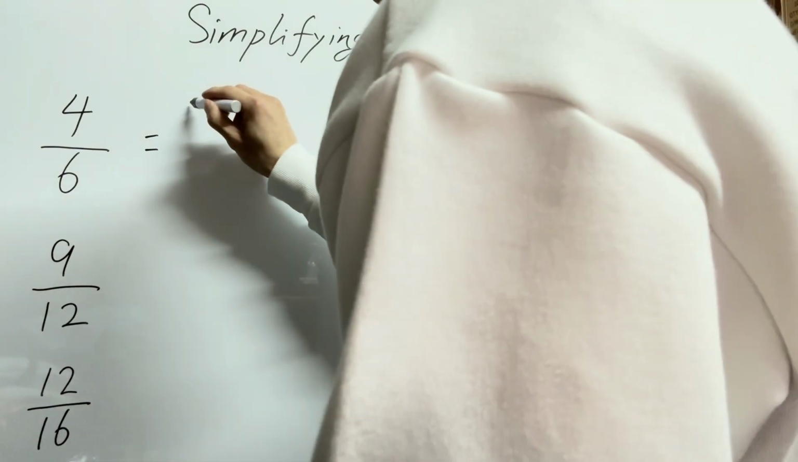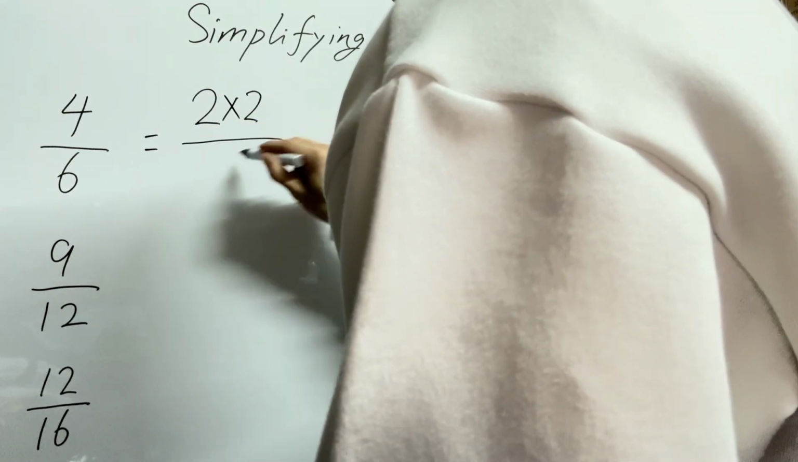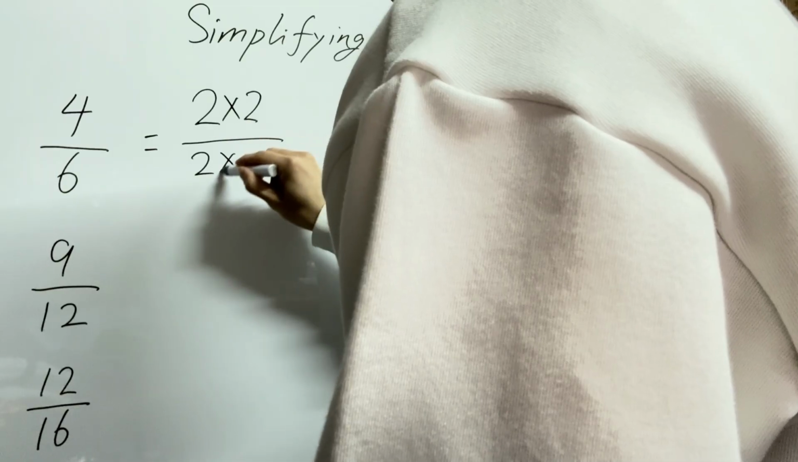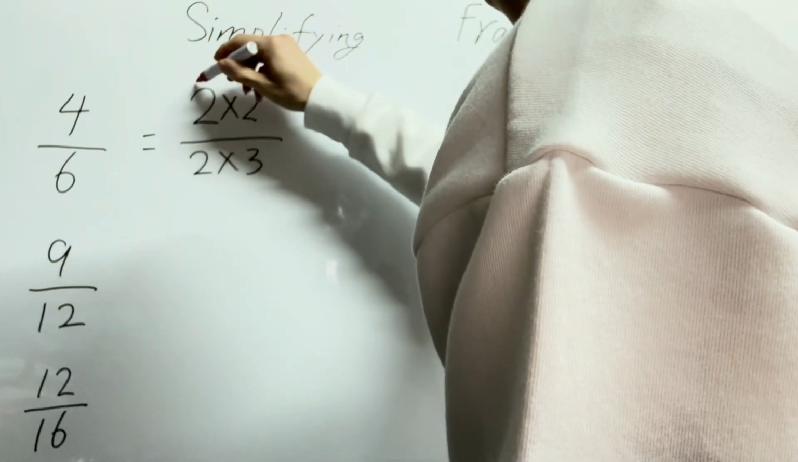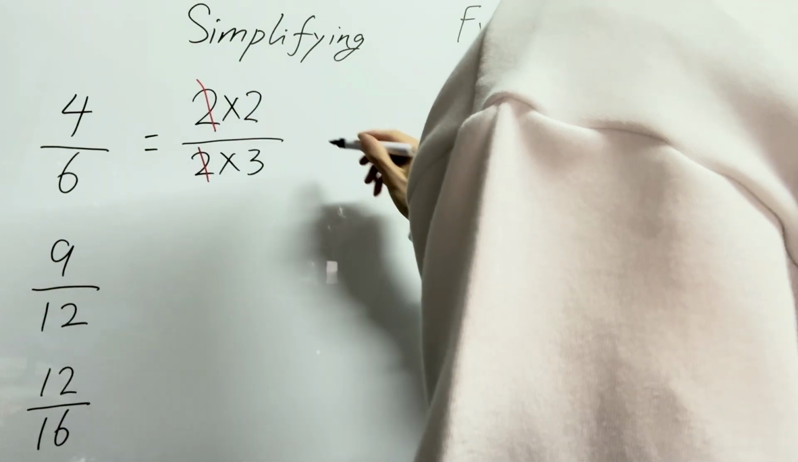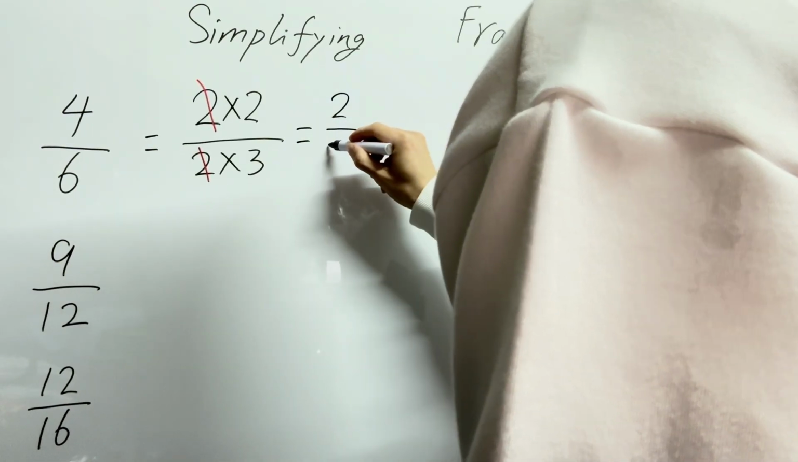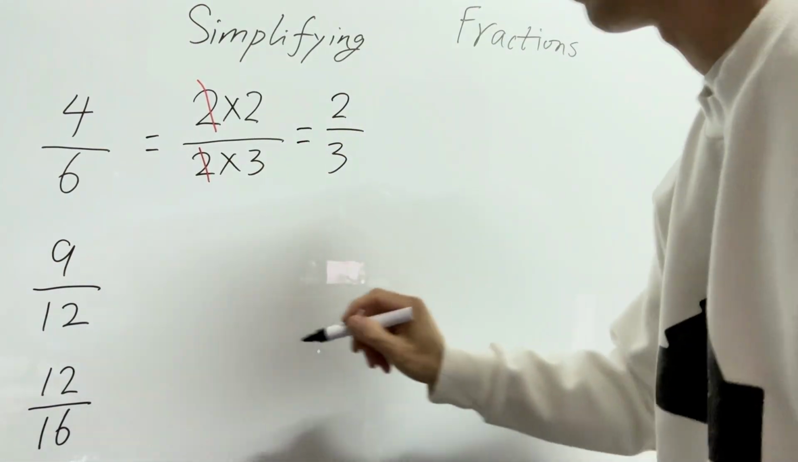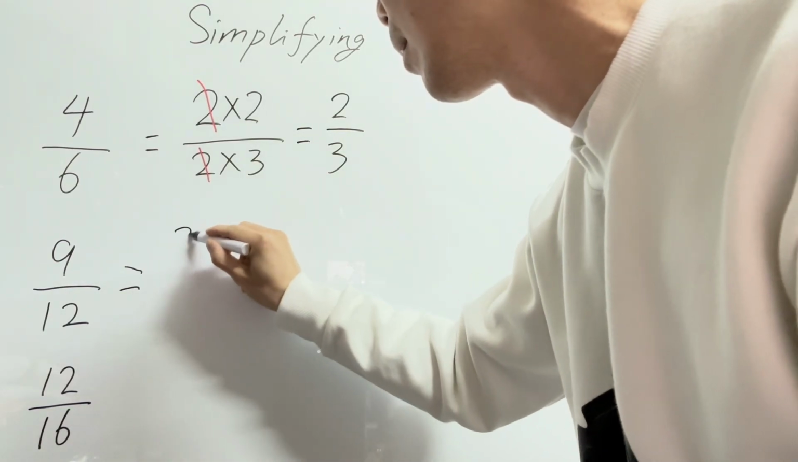Next, let's go to simplifying fractions. To do this, the numerator and the denominator must be divided by their highest common factor. The first one is the fraction 4/6, which is simplified by finding common factors in the numerator 4 and the denominator 6. Both 4 and 6 are divided by their greatest common factor, 2.